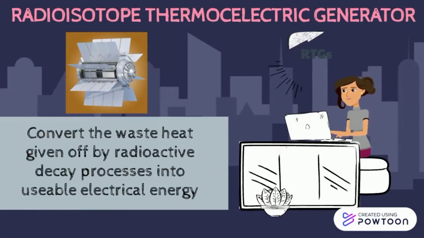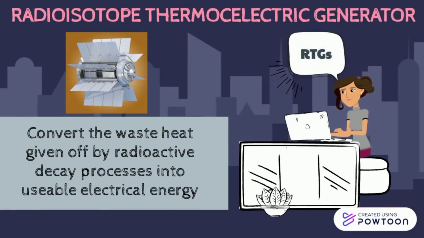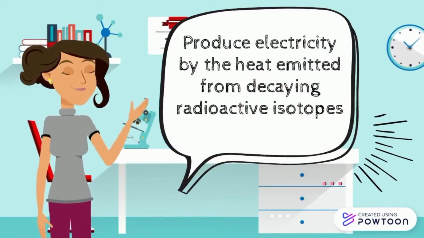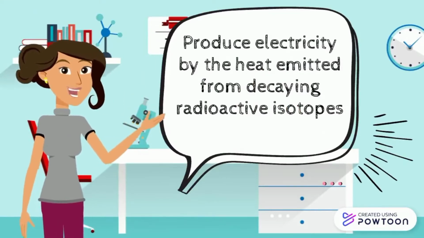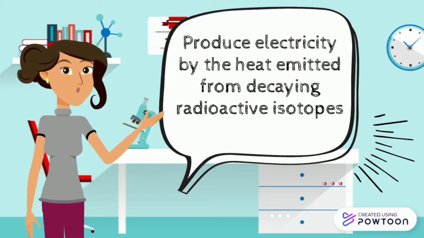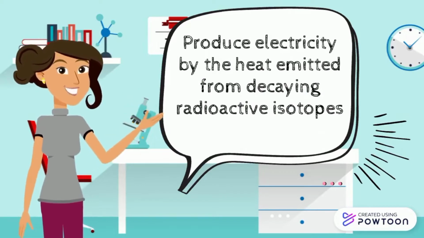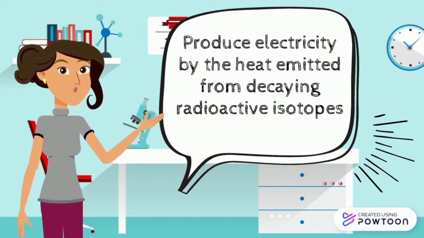Radioisotope Thermoelectric Generators, or RTGs, are devices that convert the waste heat given off by the radioactive decay process into usable electrical energy. They produce electricity from the heat emitted by decaying radioactive isotopes. RTGs are often installed in space-bound objects that require energy, and in other remote structures or machines that cannot obtain energy efficiently by any other means.